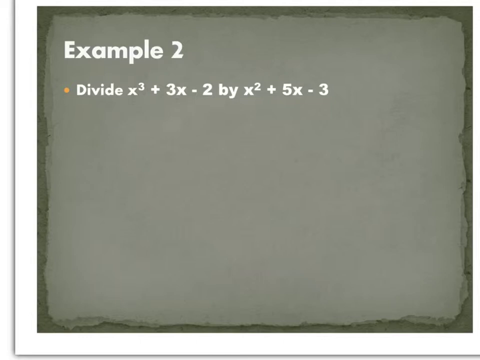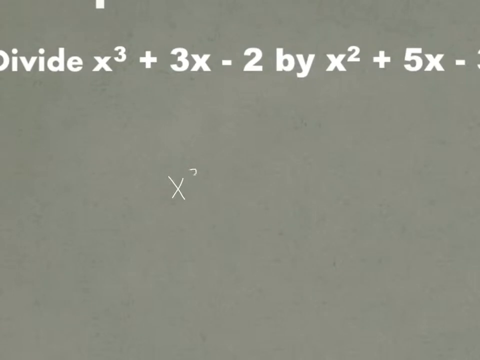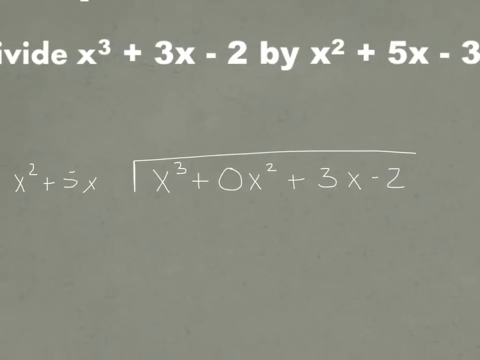Alright, so let's make sure we understand the concept. So let's divide x cubed plus 3x minus 2 by x squared plus 5x minus 3. Remember when I showed you the steps, you always want to write them in descending power, and if anything's missing, if you notice over here x squared is missing, you have to represent it with a place value. So I'm going to write 0x squared. So I'm dividing x cubed plus 0x squared plus 3x minus 2, and we're dividing this by x squared plus 5x minus 3.